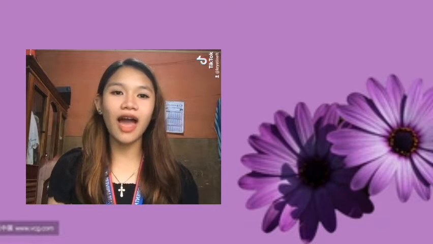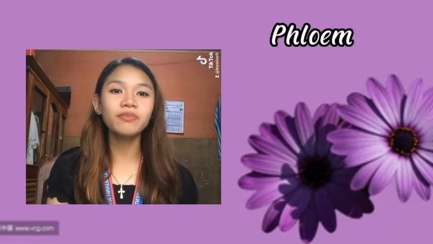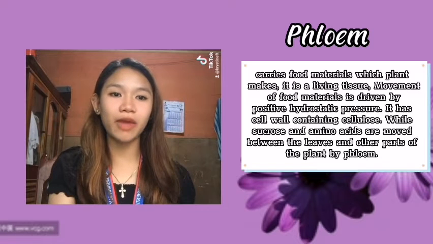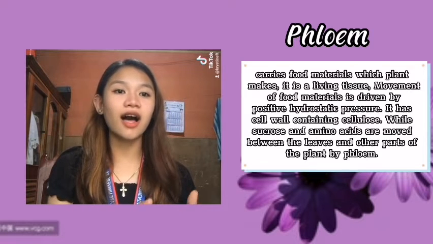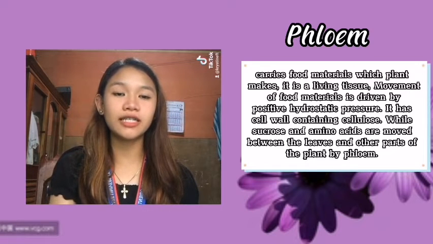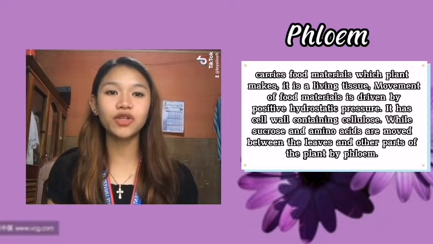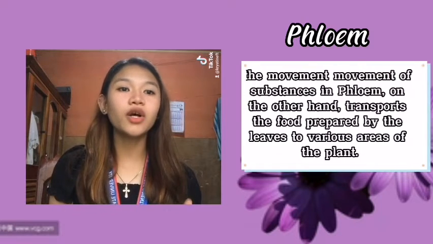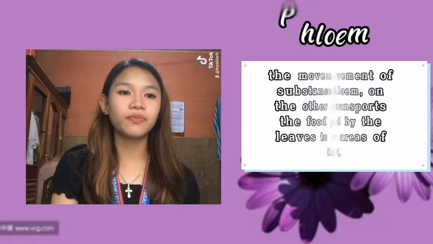On the other hand, phloem carries food materials which the plant makes. It is a living tissue. Movement of food materials is driven by positive hydrostatic pressure. It has a cell wall containing cellulose.